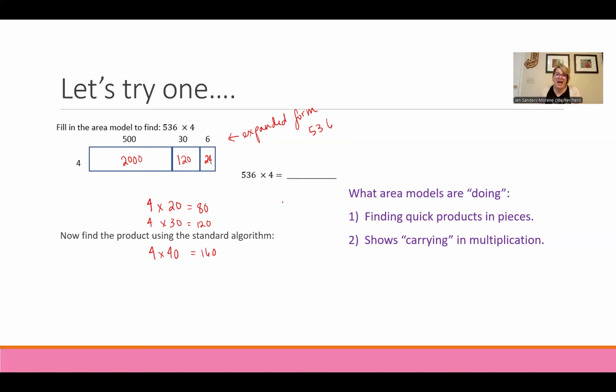Okay, now, how do we finish this off? Well, we're going to stack and add. So you can stack this way, or you could stack this way. The big thing is you want to make sure that you're lining up the ones digit, tens digits, hundreds, and thousands. And it looks like we're going to get 2,144. No matter which way we look at it, that's what I'm getting. Now, as you can see down here, it says find it with a standard algorithm.